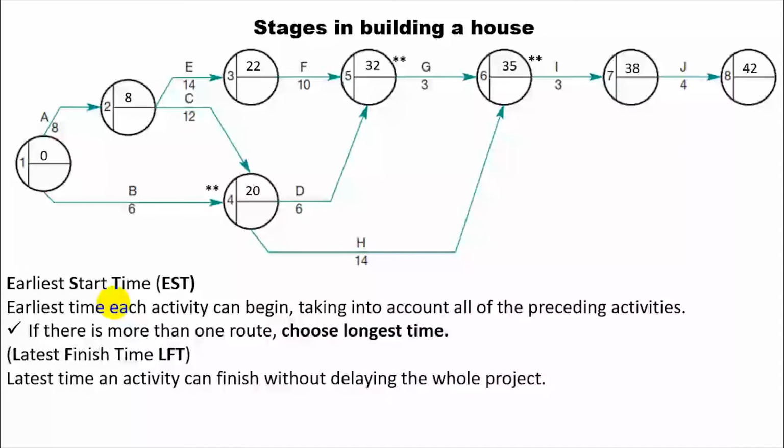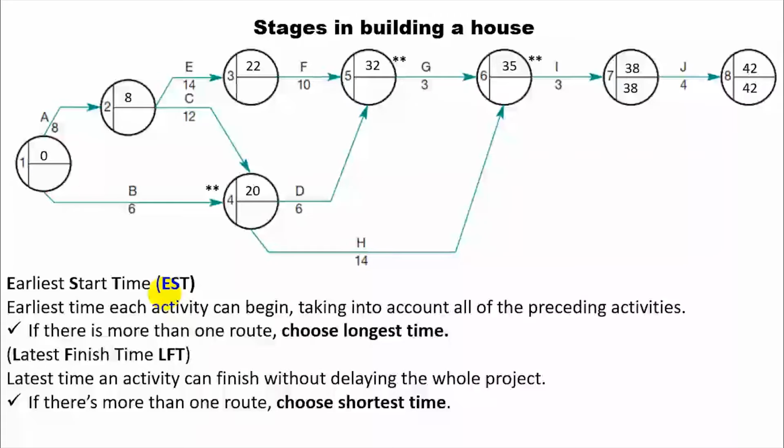Let's move on to the latest finish time, LFT. It is the latest time an activity can finish without delaying the whole project. If there is more than one route, choose the shortest time. The start of LFT is the same as the EST, which is 42 for node 8. For node 7, it is 42 minus 4, which is 38. For node 6, it is 38 minus 3, which is 35. For node 5, it is 35 minus 3, which is 32.